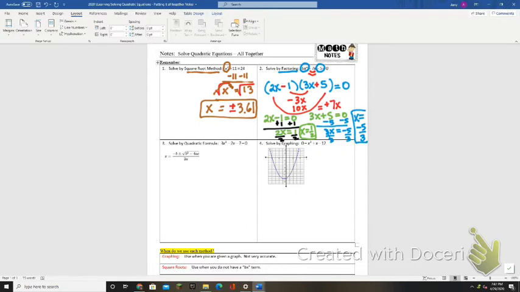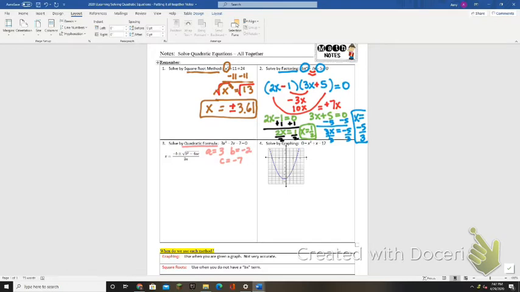Remember, the key to these problems is making sure that you understand the directions so that you solve the problem how I'm asking you to solve. This next problem says solve by using the quadratic formula. In the quadratic formula, you have to identify a, which is the number in front of the x squared, b, which is the number in front of the x term, and c, which is the constant term. You also have to make sure you include the signs with all of those.